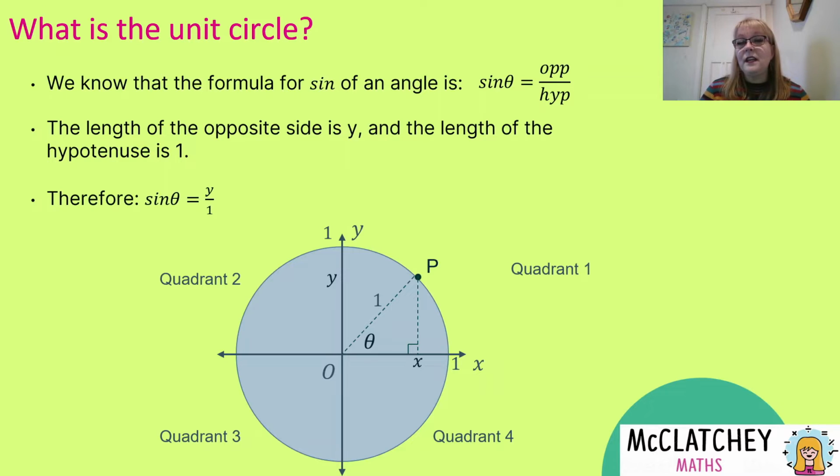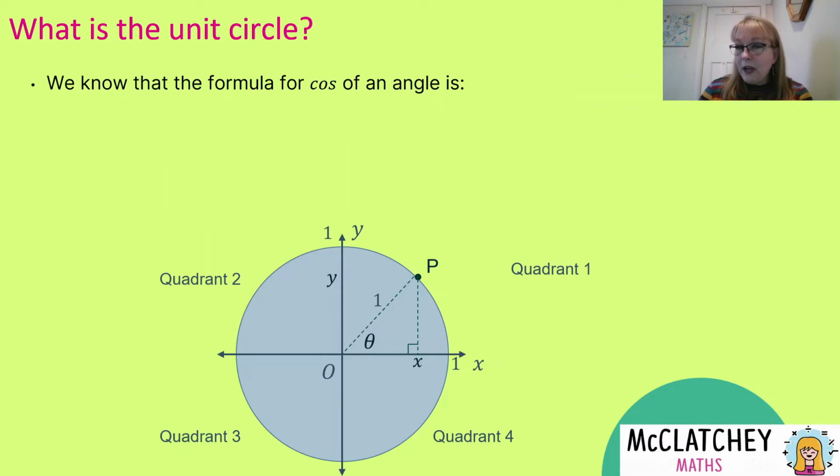So if we substitute that in, sine of theta is going to be y over 1, or just y. So now we've got a value: sine theta equals y. Whatever that length of y is, that's what the value of sine theta is going to be. And the cosine of an angle is going to be cosine theta equals adjacent over hypotenuse. We know that from Year 9 trigonometry.